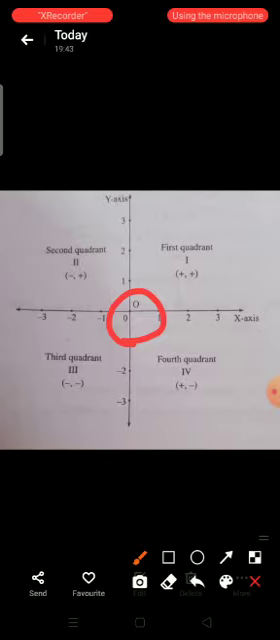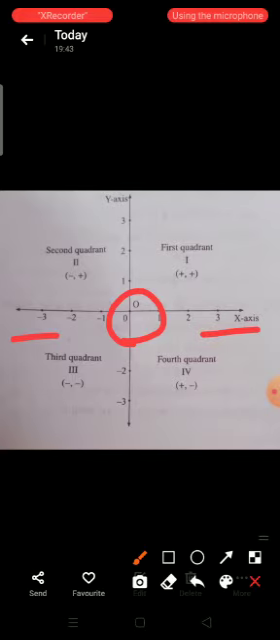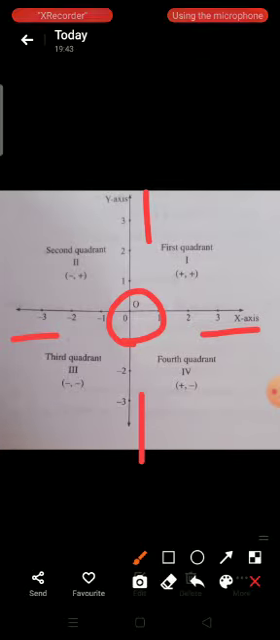Now we can see there are four arrows: one is going this side, one this side, one this side, and one this side. So we come to know that there are four parts of the x-axis and y-axis. The partition of these four boxes is known as quadrants. So there are four quadrants: the first, second, third, and fourth quadrant. First quadrant we always start with the right hand side. So this is our first quadrant.